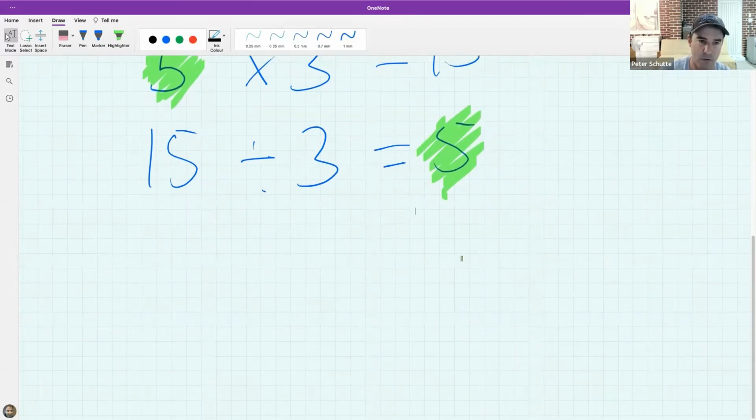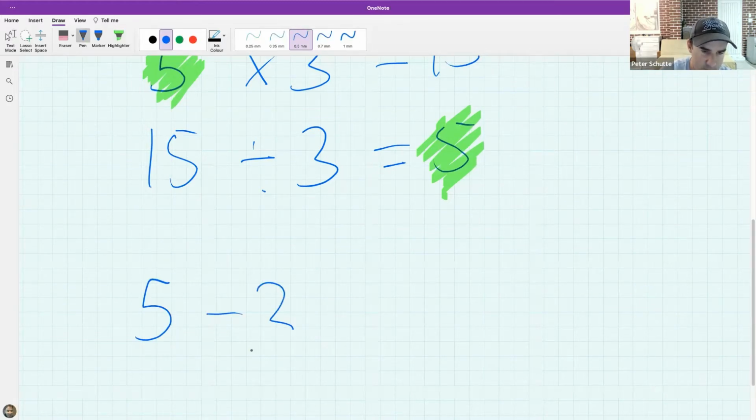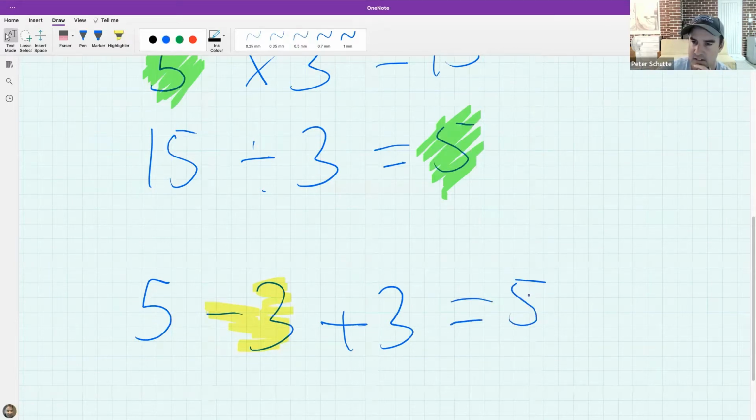Okay, let's try a different one. If I said to you 5 minus 3, I'm actually going to do it in one line now. What I want to do is make sure the -3 has no effect. What's the opposite of minusing 3? It's going to be +3. So another way of seeing this is to go 5 minus 3 plus 3 gives me 5.